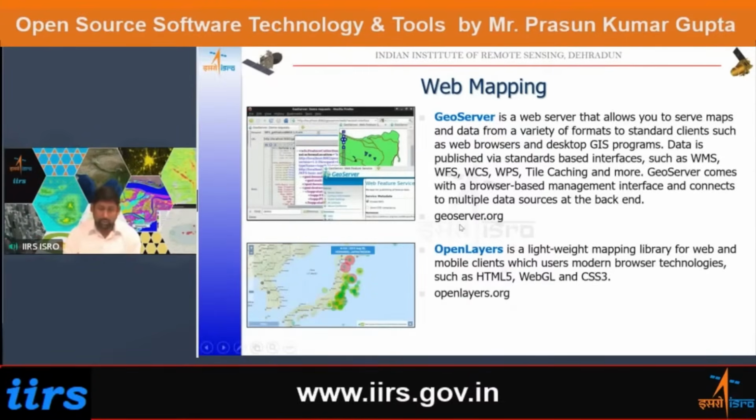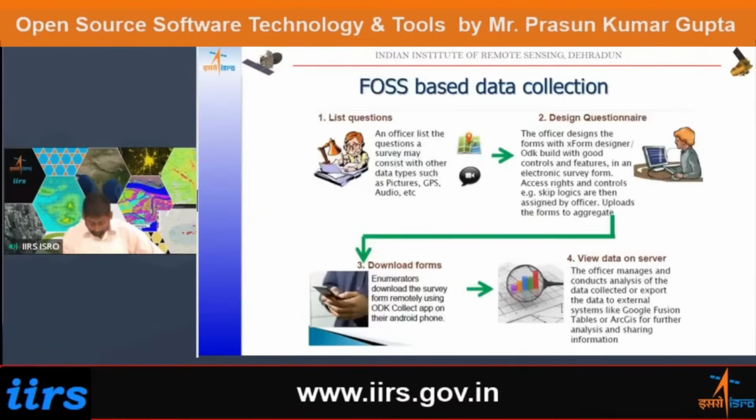Then there is a library called OpenLayers. OpenLayers and Leaflet are two libraries which are very popular to make these nice web-based maps, which use HTML5 and CSS and WebGL to make very nice, smooth animations, zooming in and zooming out and panning and all that can be done using OpenLayers and Leaflet. These are all JavaScript libraries which are made for modern browsers.